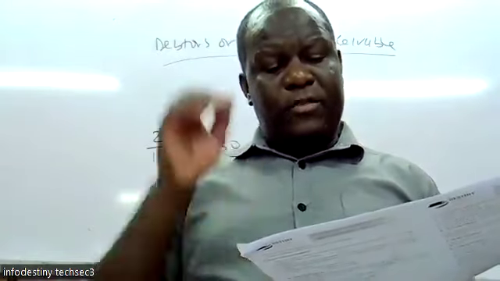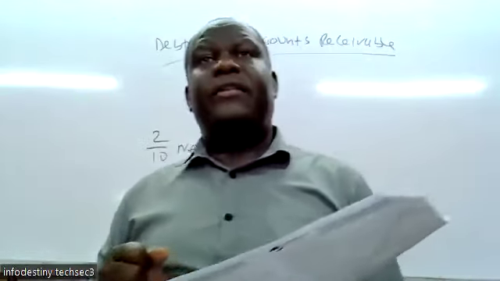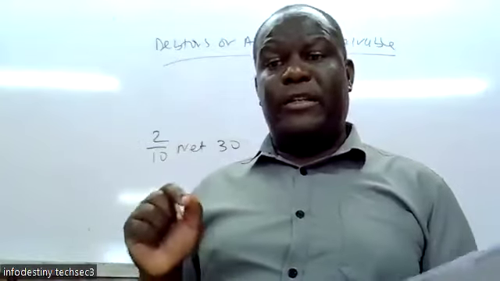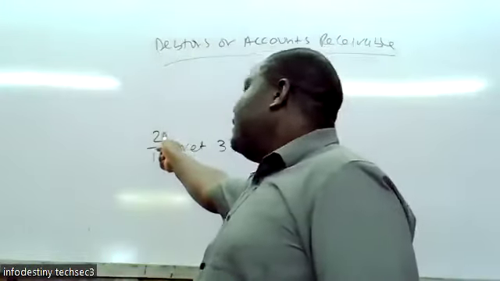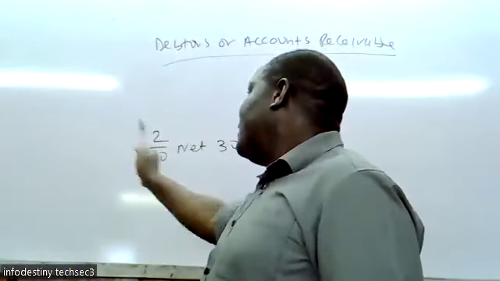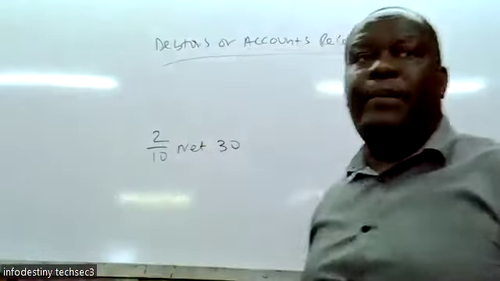10 is the discount period. And 30 will be what? The credit period. So always understand that term. We'll be getting it in some of the questions. So this one is the discount rate. It is always what? A percentage. This one is the discount period. This one will be the credit period.